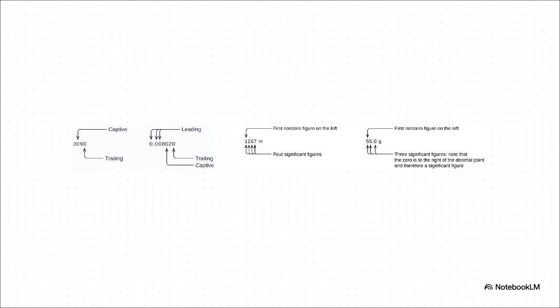Think of these as zeros squeezed between two real numbers, like the zero smack in the middle of 3090. Because they're locked in by real measurements, they are always significant. But leading zeros, like the ones at the very front of 0.008, are never significant. They aren't measured values at all. They're literally just placeholders telling you where the decimal point lives. They give us the scale of the number, but no actual certainty.